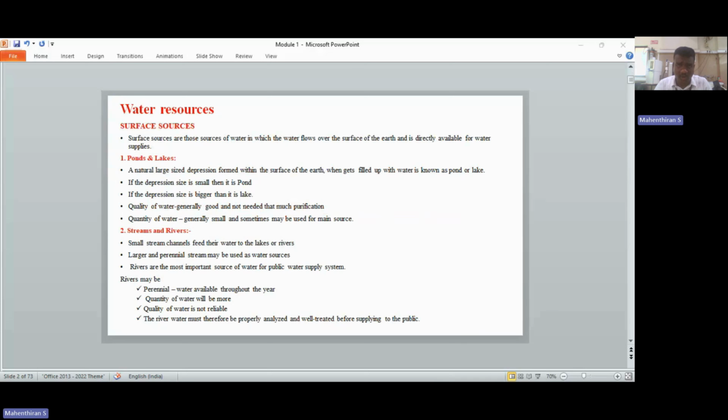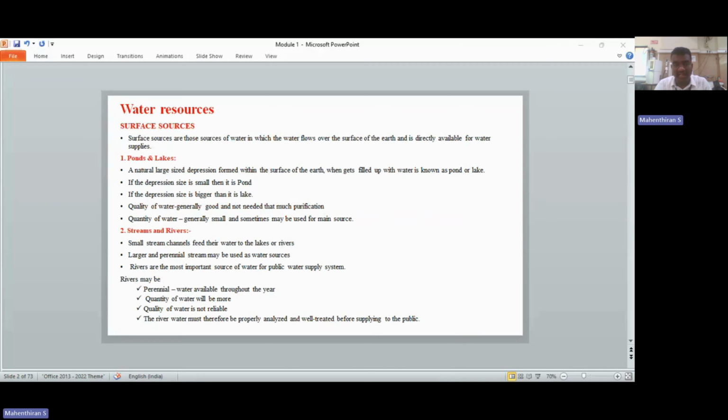When you look in terms of the quantity of water, if the quantity is generally small, that is the ponds, it cannot serve the large city. It is used mainly for rural and small communities. In villages, ponds are used for washing, irrigation, and sometimes it will be used for consumption also after basic treatment. In cities, lakes like Chembarambakkam Lake are used for water supply also.